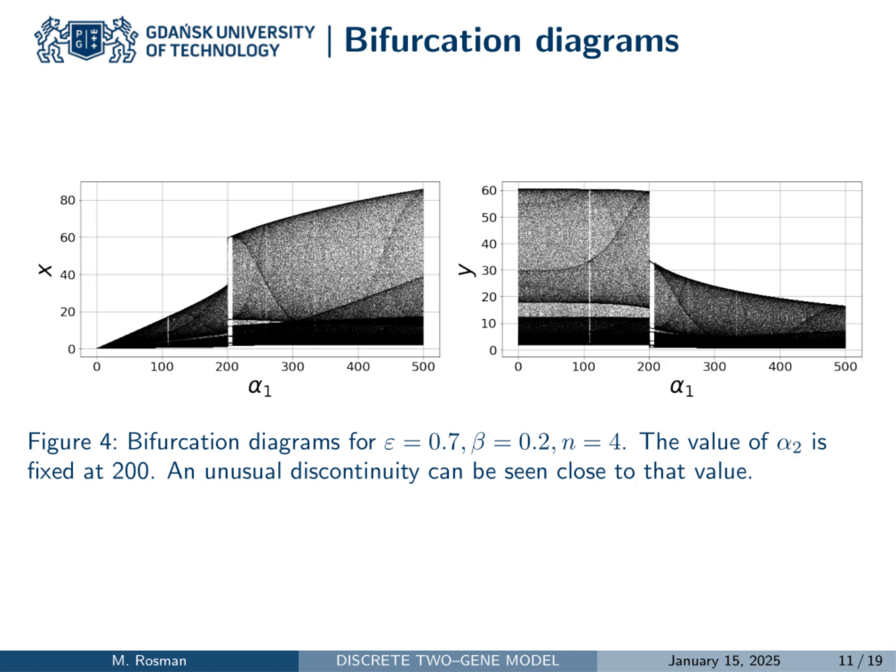To create those diagrams, we have fixed alpha2 at a value of 200 and varied alpha1 to record the x and y coordinates of the attractors. We can see a significant jump or discontinuity occurring at alpha1 equal to 200, which is the value of alpha2, which, as we will show further in the presentation, results from Bistability being created in the system.